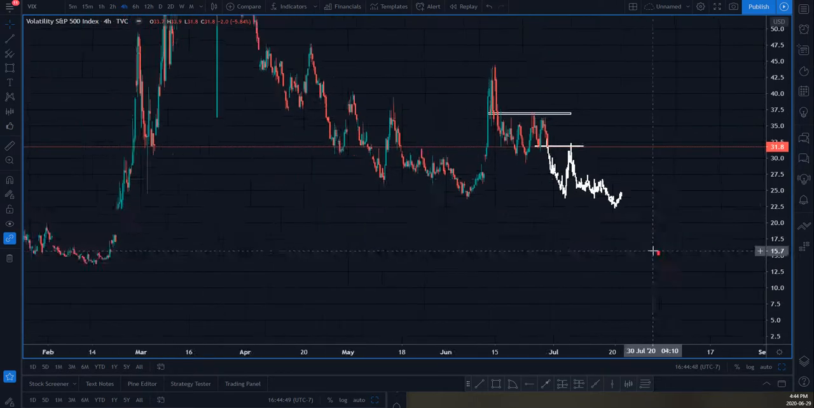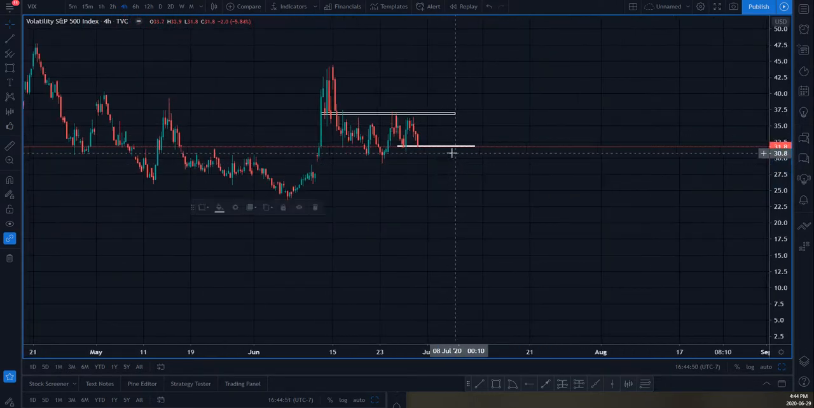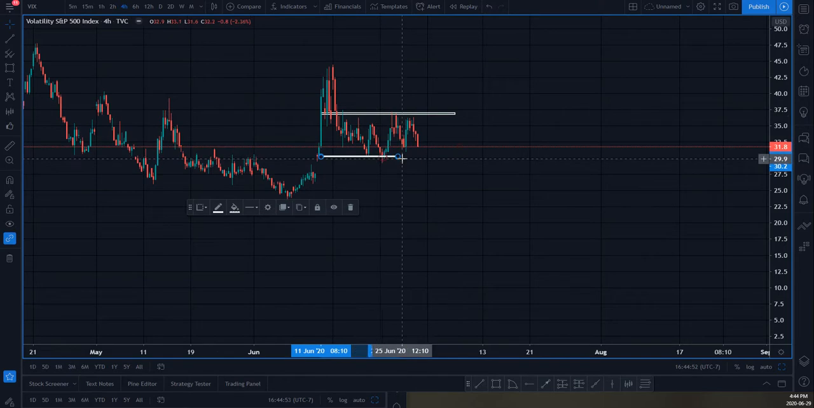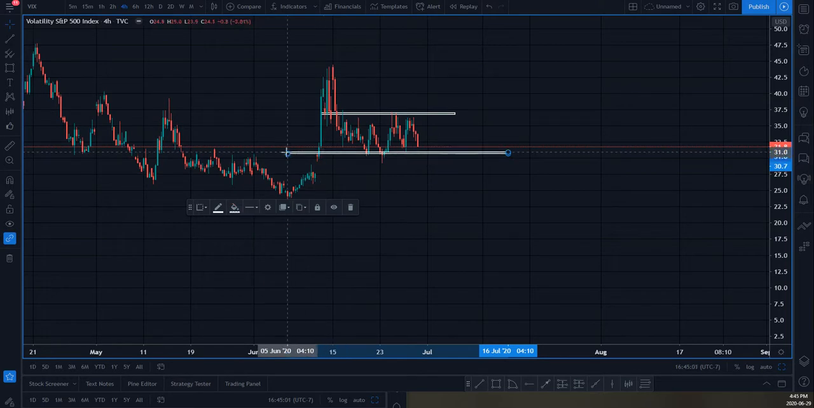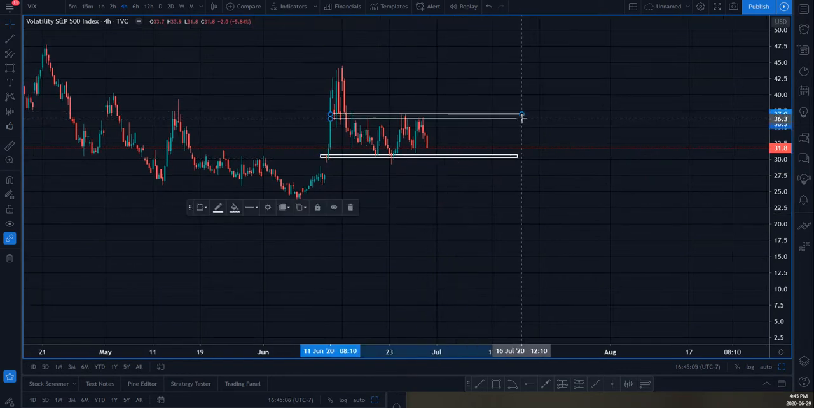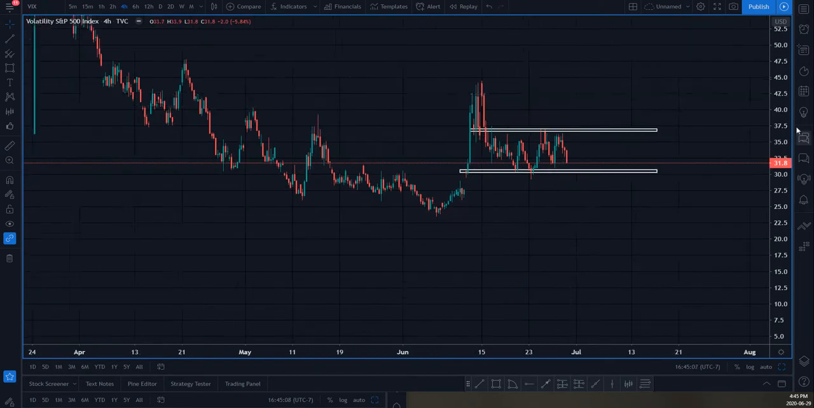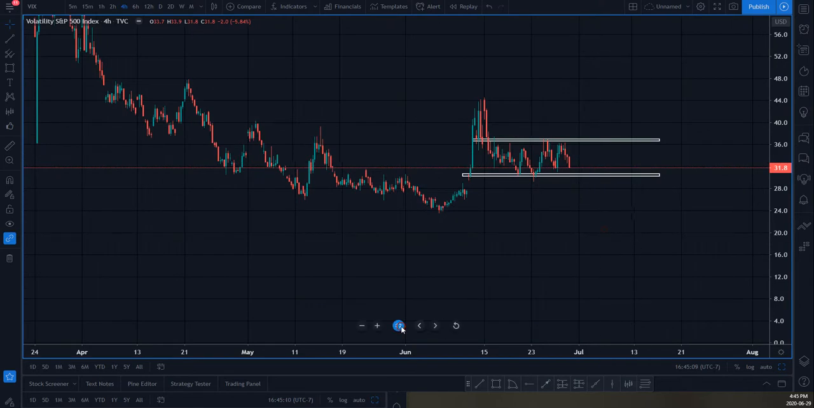So as long as this is range bound, it doesn't tell me a whole lot, but if it does break the support zone, that is going to be a potential sell-off where the S&P is going to be looking pretty good for a potential long, or we're going to be looking at least for some risk-on assets and instruments, basically. So that's going to be the VIX.